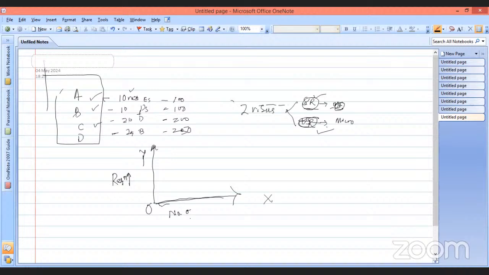On the x-axis, the number of securities. I may hold n number of securities in my portfolio. So this is my number of securities. The number of securities may be 1, 2, or 10, 20, 30, 40, like this. Yes or no?